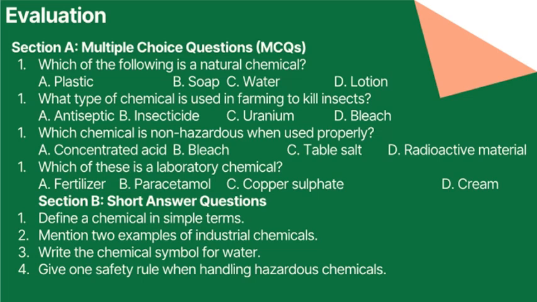Now, short answer questions. Question 5. Define a chemical in simple terms. Question 6. Mention 2 examples of industrial chemicals. Question 7. Write the chemical symbol for water. Question 8. Give one safety rule when handling hazardous chemicals. Take a moment to write down your answers.